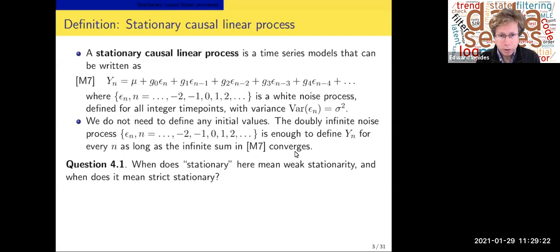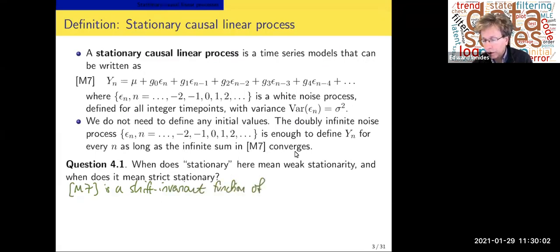Now, let's think of the term stationary causal linear process. Well, we've defined stationary, so let's think what stationary means in this particular context. Let's first of all note that our model M7 is a shift invariant function of the white noise process epsilon_n. And we recall that shift invariance and stationarity are essentially the same thing, but weak stationarity is shift invariance of the mean and covariance, and strict stationarity is shift invariance of all distributions.